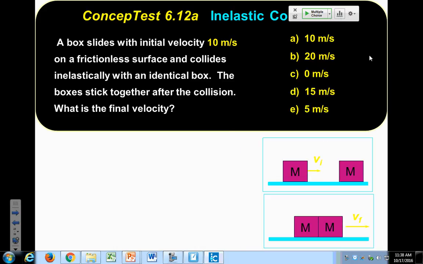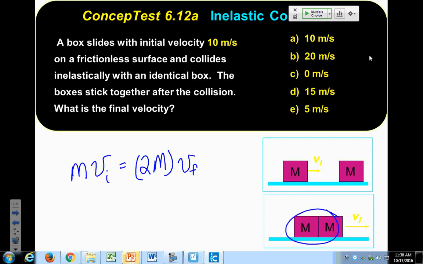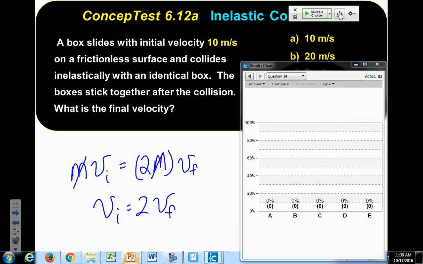My initial momentum is m vi. I understand you are itching to get out, but give me just a second more. M times vi, and then the final momentum is going to be 2m times vf, only because the two are sticking together now, and they're both moving. So the m's cancel here, and so vi is going to be 2 times vf. vi was 10, so vf is 5, choice E. Is that what y'all put? Yeah. All right, we'll call it quits there.